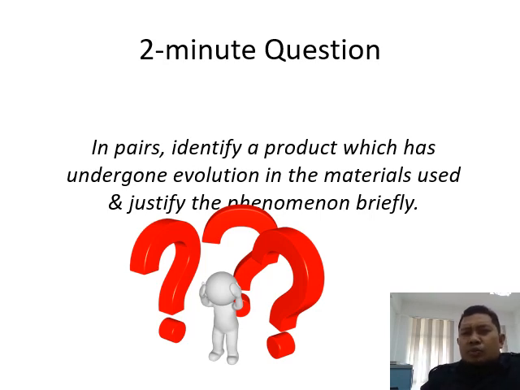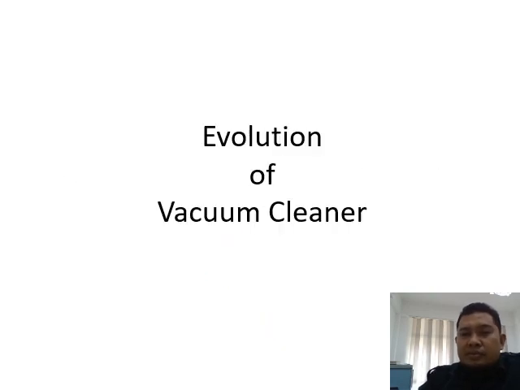Another 2-minute question. In pairs, identify a product which has undergone evolution in the materials used and justify the phenomenon briefly. Identify a product which has undergone evolution. This one is obviously like the handphone, most obvious, because the previous handphones weighed like 1.5 kilos. You can use it as a dispensing tool, and for example the later ones were made from plastic and so on.